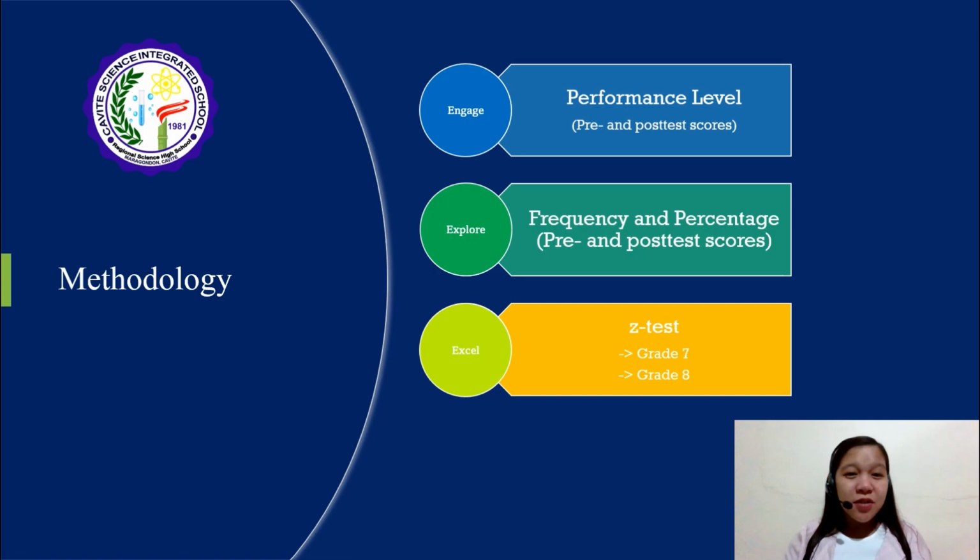Frequency and percentage of scores categorized according to mastered, closely approximating mastery, moving towards mastery, low mastery, and very low mastery. Z-test was used to determine the significant difference between the pretest and post-test scores of students per year level.